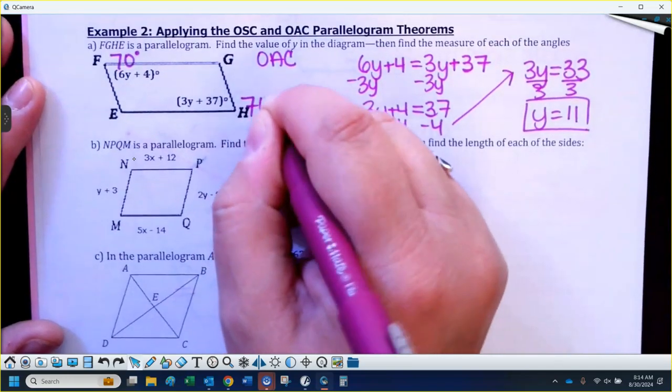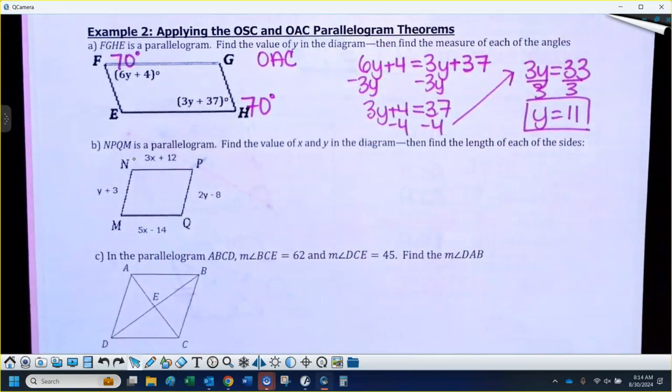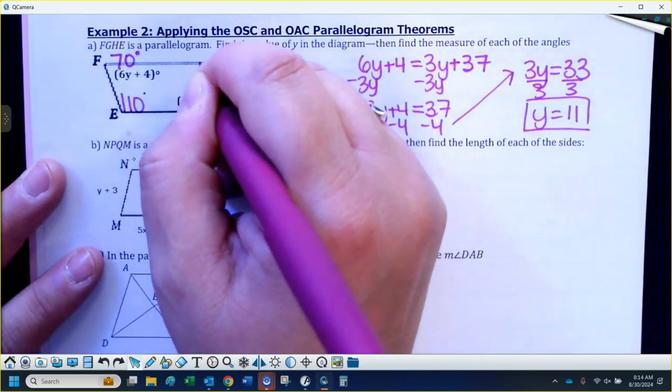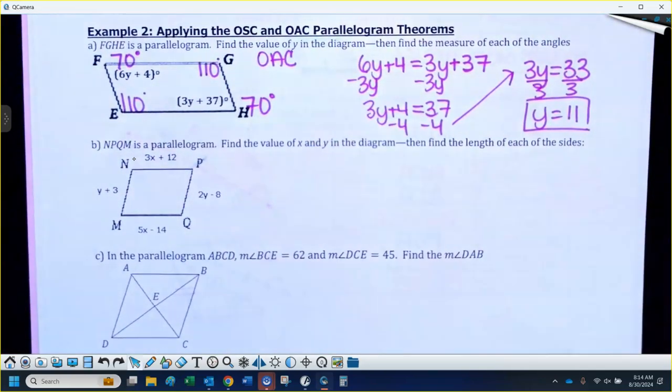Exactly. Okay, now, can anybody tell me what would the measure of angle E or angle G be? 110. Exactly right. Because these have to add up to 180, because those are consecutive angles, like that first thing we talked about today. Perfect. Is anybody having a question?